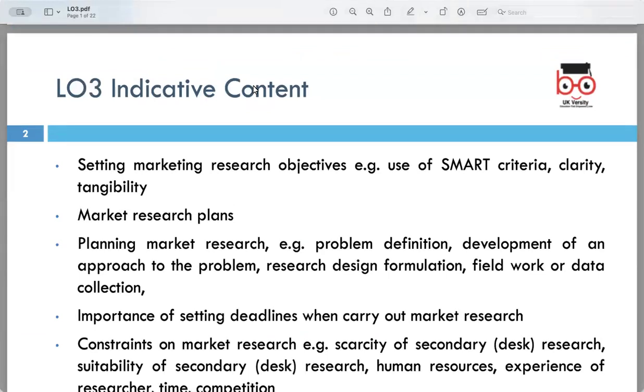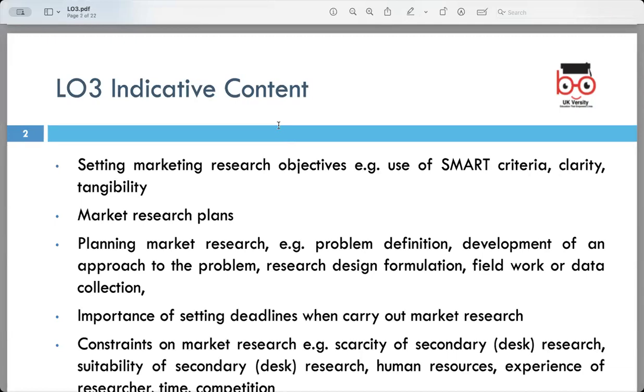Indicative content. Setting marketing research objectives. We will begin by understanding the importance of setting clear and tangible marketing research objectives, utilizing the SMART criteria: specific, measurable, achievable, relevant, and time-bound. We will learn how to formulate objectives that guide the research process effectively. Clear objectives are the cornerstone of any successful research project, providing direction and purpose.